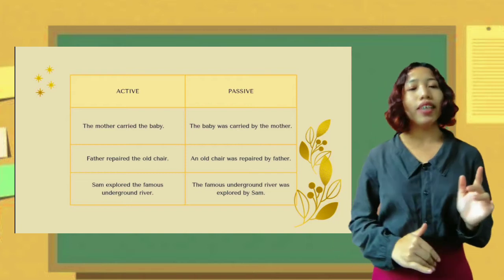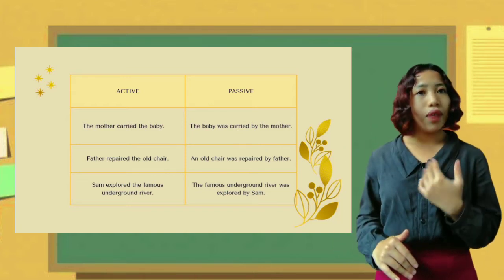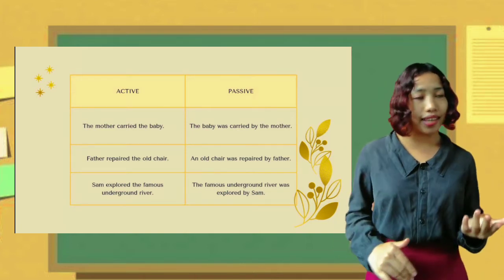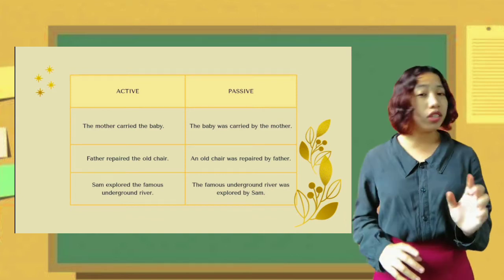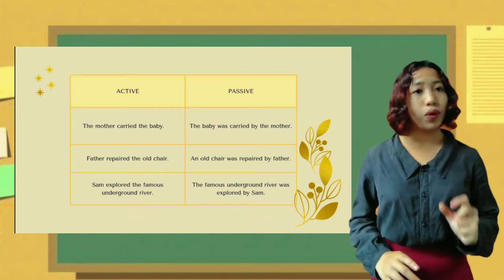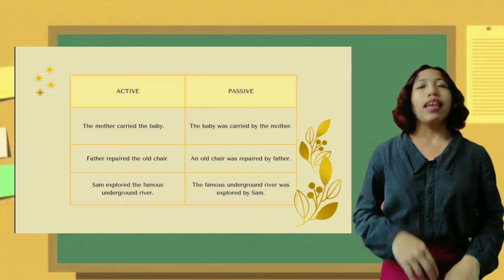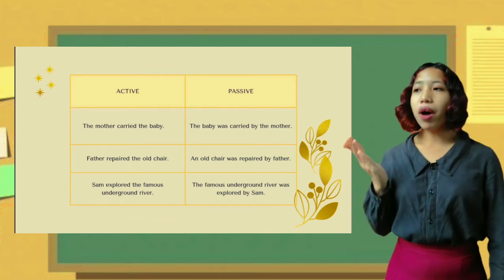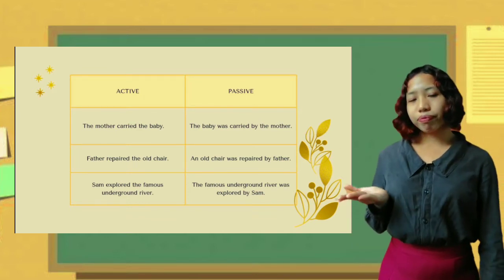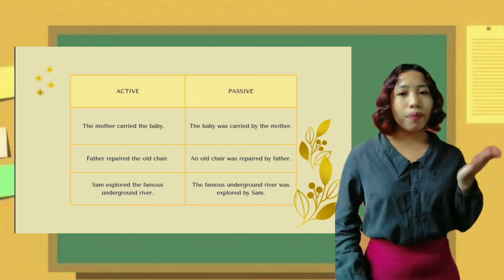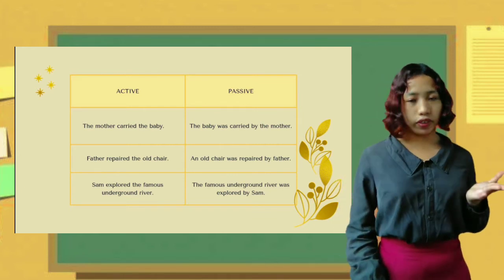Alright, I have here a table that consists of active and passive sentences so that you will be able to distinguish the difference between the two voices. In active, the mother carried the baby. In passive, the baby was carried by the mother.